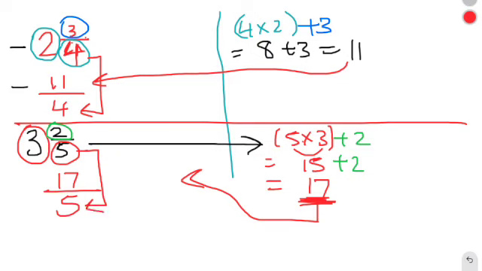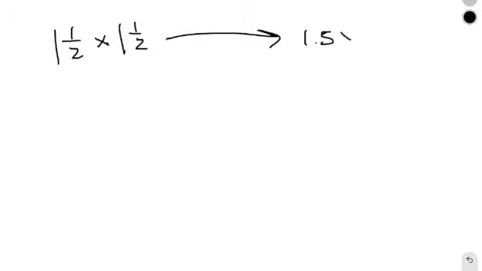Okay, that's about 3 or 4 different examples of me showing you how to convert a mixed fraction to an improper fraction. Let's go back to our original problem now. Our original problem was 1 1/2 times 1 1/2. And if you recall, when we did it on the calculator, we found out that 1.5 times 1.5 is 2.25, and so the answer should be 2 1/4.